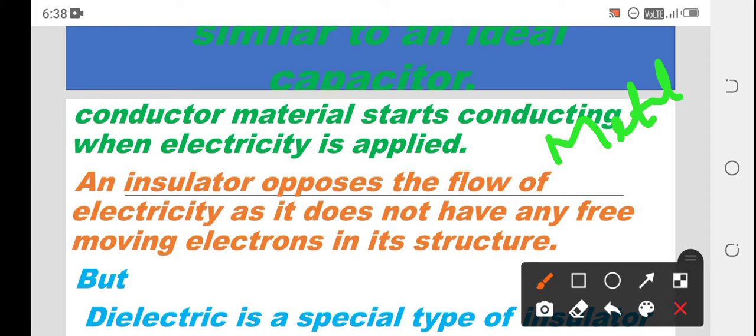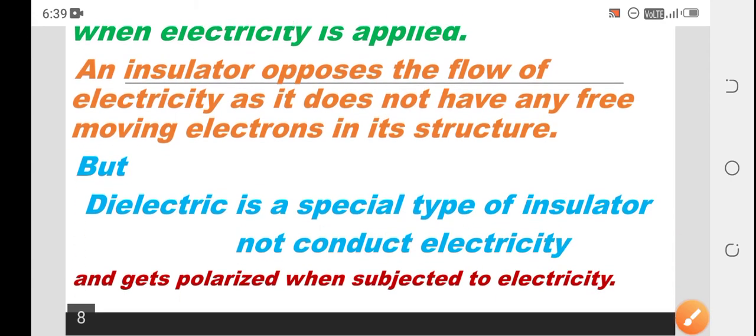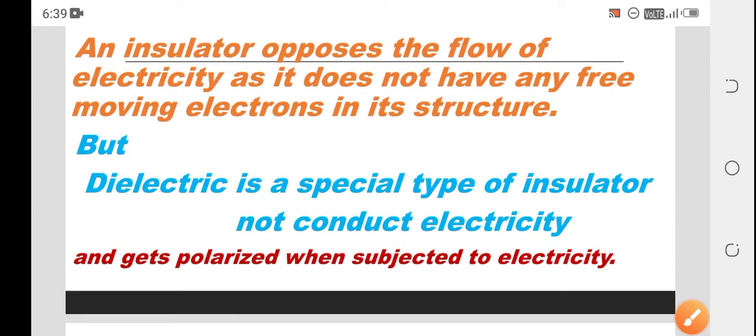Coming to insulators, examples are rubber, wood, plastic. An insulator opposes the flow of electricity as it does not have any free moving charges. There are no free moving electrons in an insulator, and that is the reason the flow of electricity is not possible. A dielectric is also a special type of insulator which does not conduct electricity.